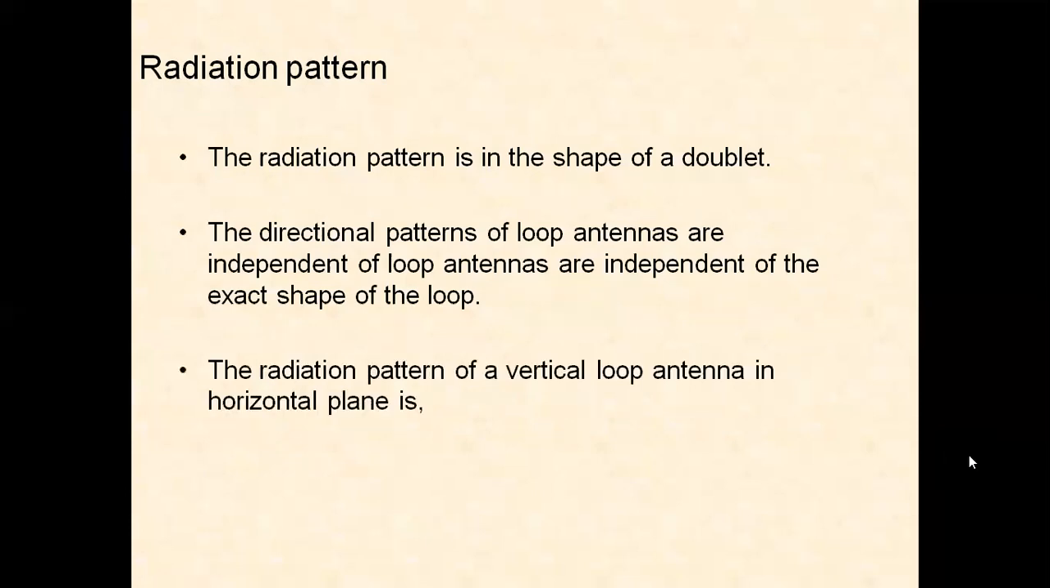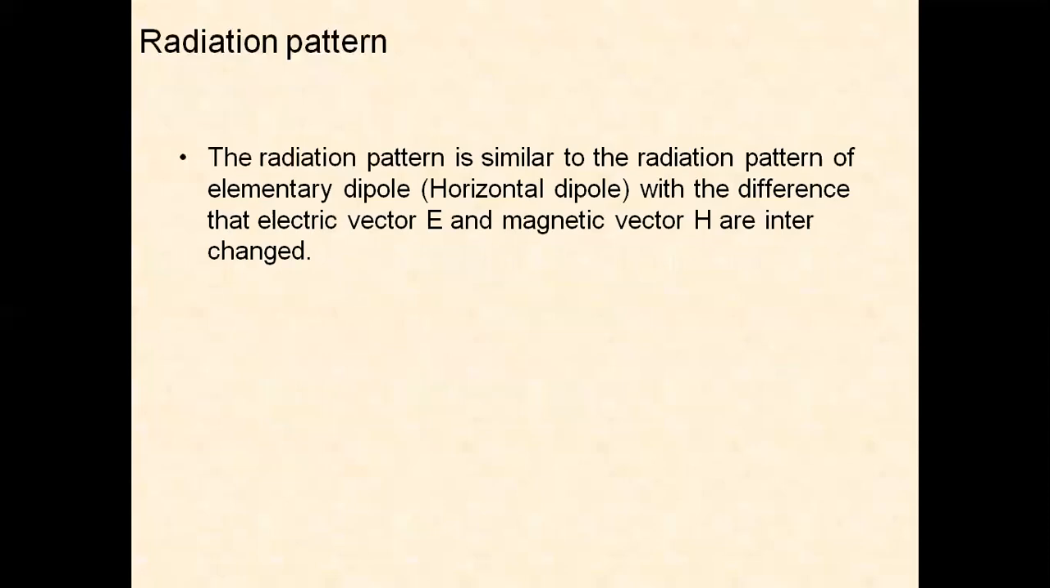The radiation pattern of a vertical loop antenna in a horizontal plane is shown here. So it is like this. It is like the doughnut-shaped doublet radiation pattern. And when the antenna is in the vertical plane, we are getting the pattern like this.